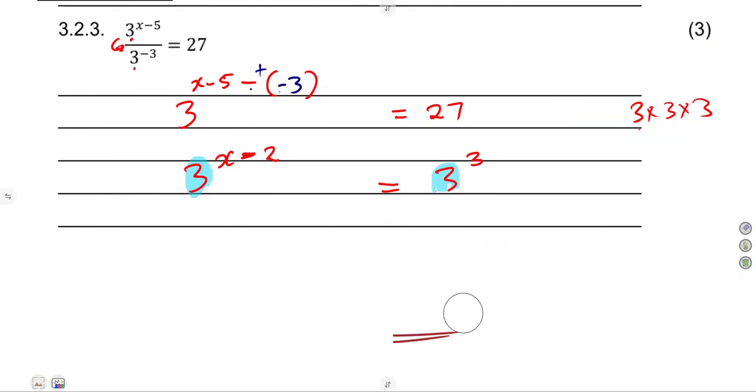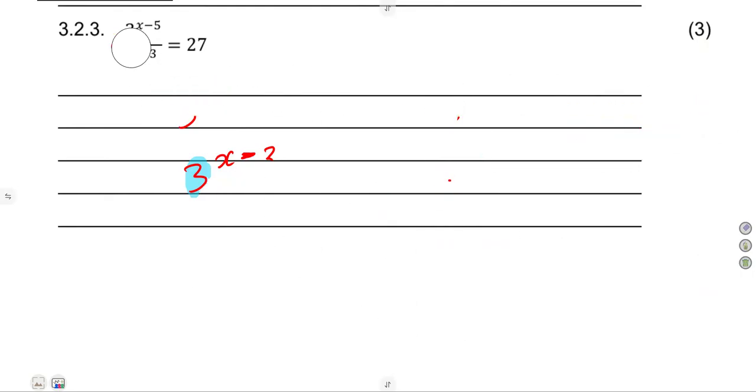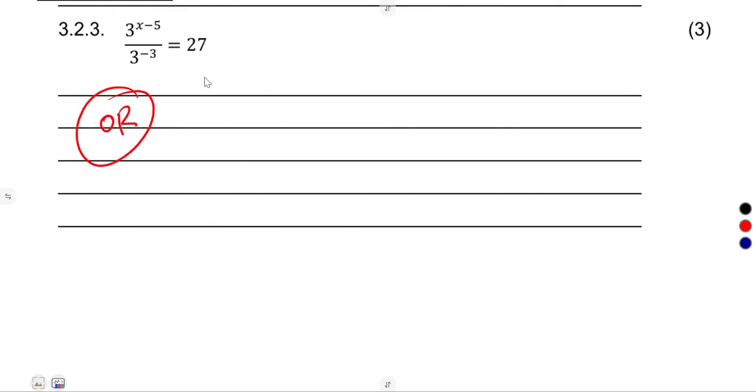X is 5. We could have also attempted this question similar to the previous question, where you can also cross multiply. This is same as 27 over 1. So you can also cross multiply. 1 times this, 3 to the exponent of x minus 5 is equal to 27 multiplies 3 to the exponent of minus 3. So that's 3 to the exponent of x minus 5 is equal to what?